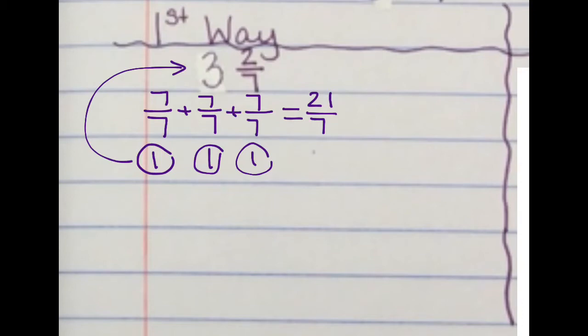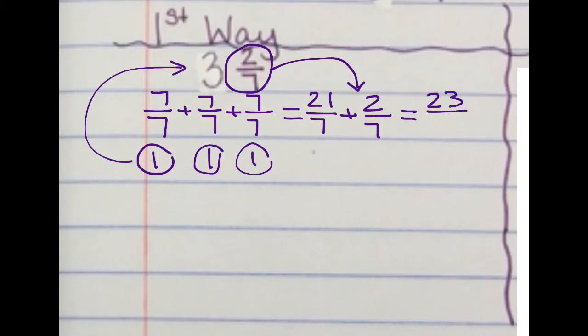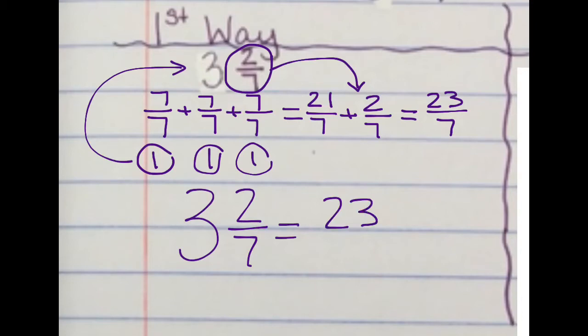We still have to come in and add this back in to get our improper fraction. So we had 2/7. 21 plus 2 is 23. And our common denominators stay the same. So the improper fraction for 3 2/7 is equivalent to 23/7. That's one way to do it.